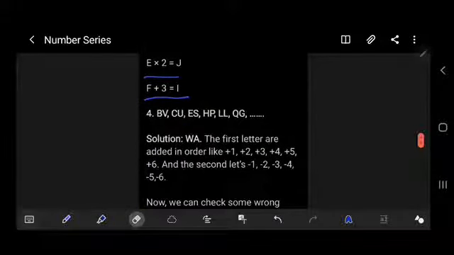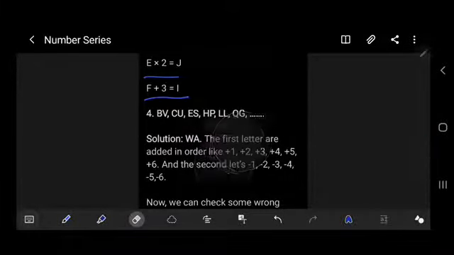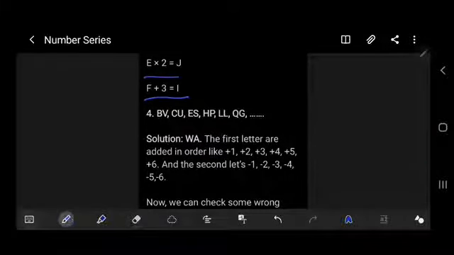Thereafter, BVCUESHPLLQG. So the solution is what? WA. So what is the solution? The first letters are added in order: plus 1, plus 2, plus 3, plus 4, plus 5, plus 6. And the second letters are minus 1, minus 2, minus 3, minus 4, minus 5, minus 6.